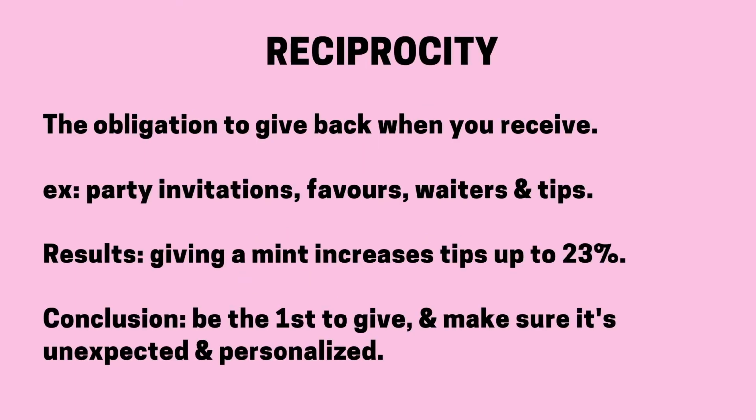So the first one was reciprocity. The quick definition of how it works is simply the obligation to give back when you receive. As an example, they give you party invitations. Of course, if you've been invited, you'll want to invite that person back at some stage. Favors. And they also explained the experiment about waiters and tips.